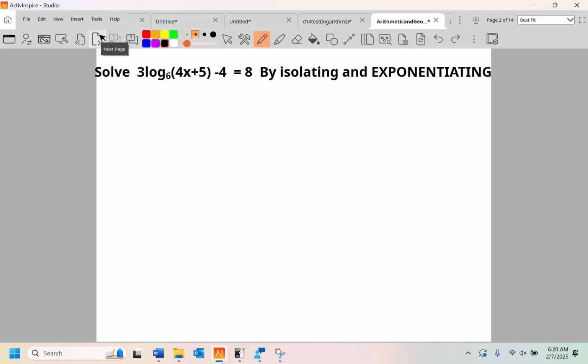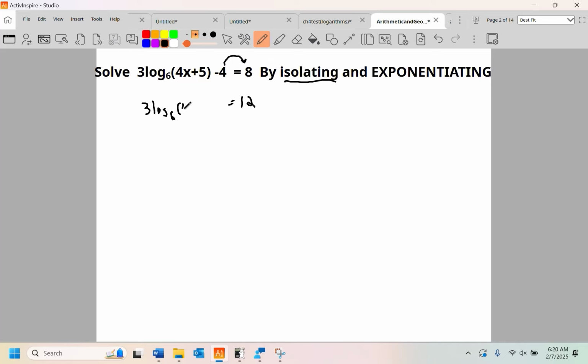All right, solve 3 logs, base 6. Notice how I say it? 3 logs, base 6, argument 4x plus 5, take away 4 is 8, by isolating. Isolating, that's all this stuff is. Like, I wish that would click. Isolating. So the easy thing to do is to add 12.